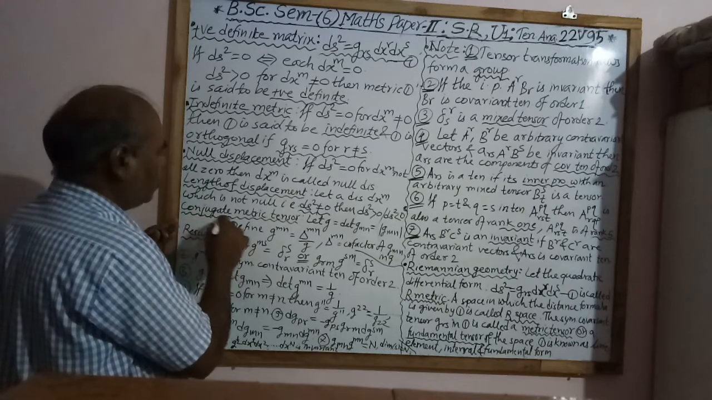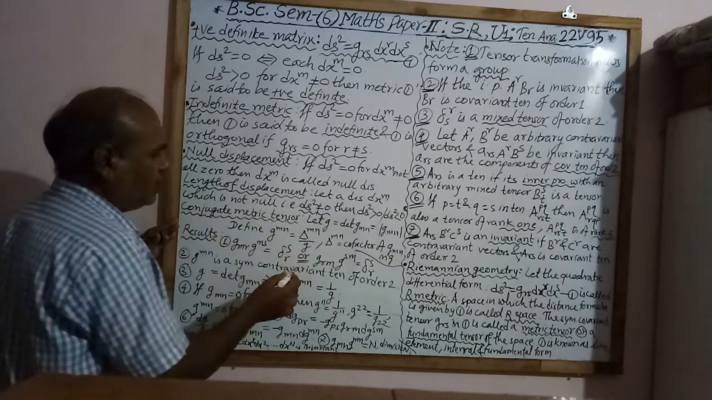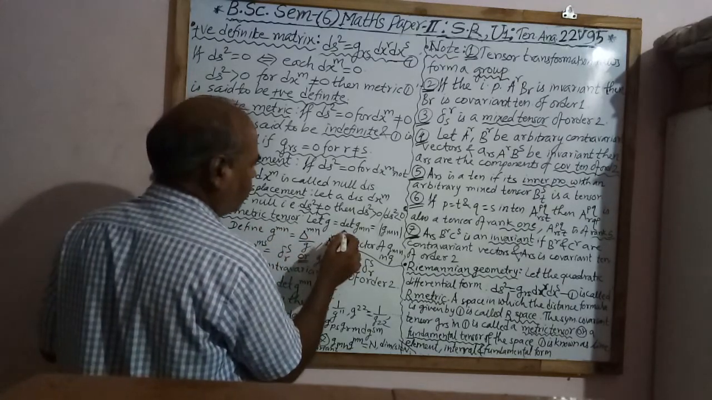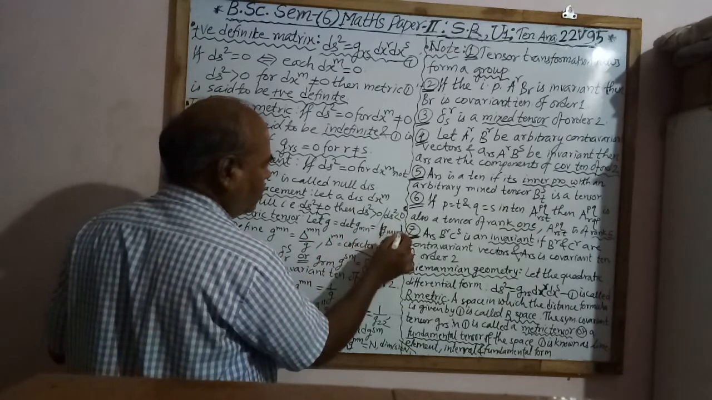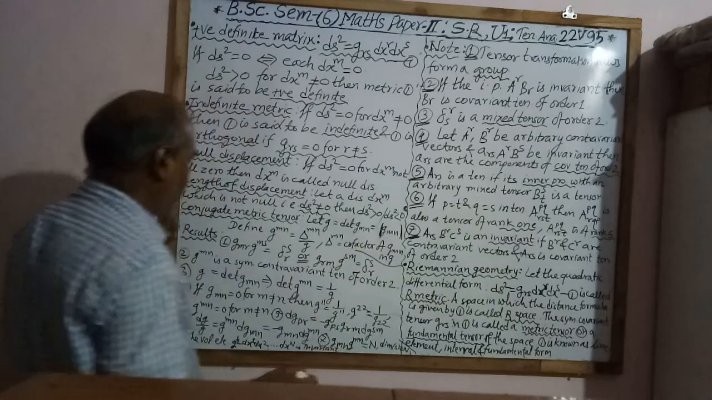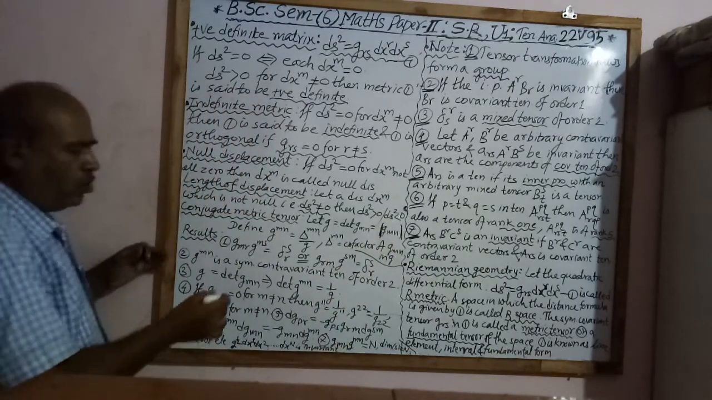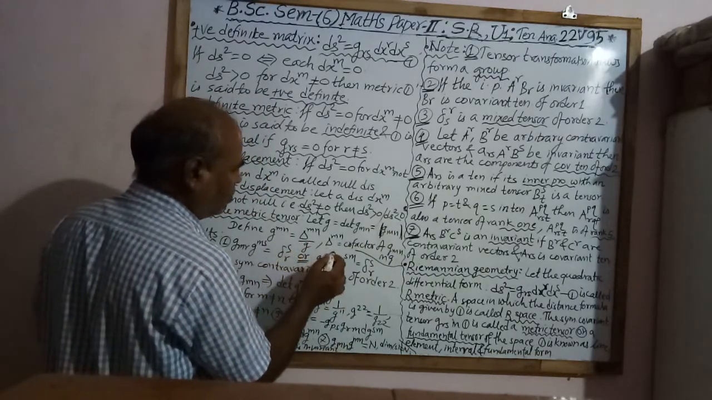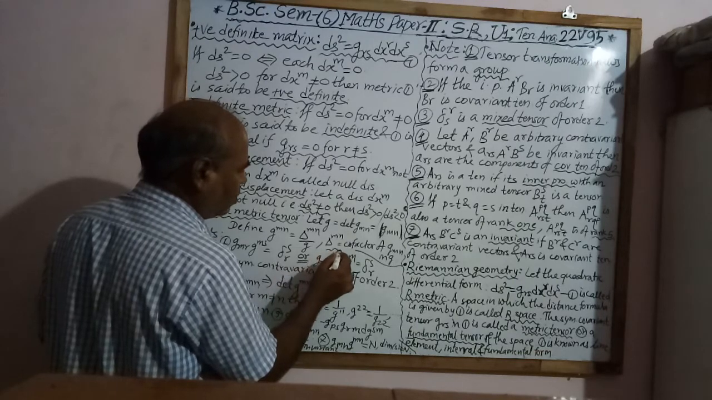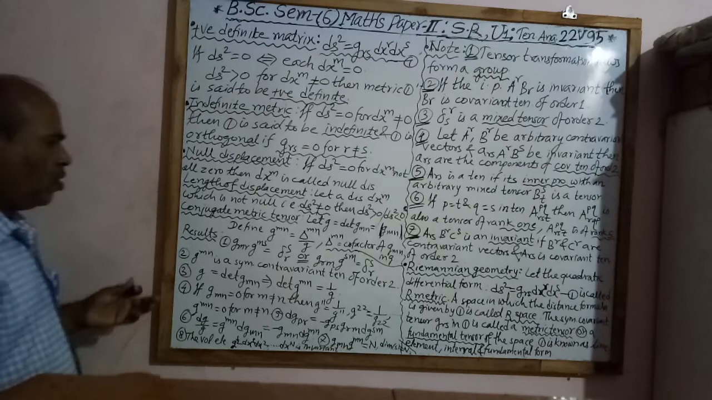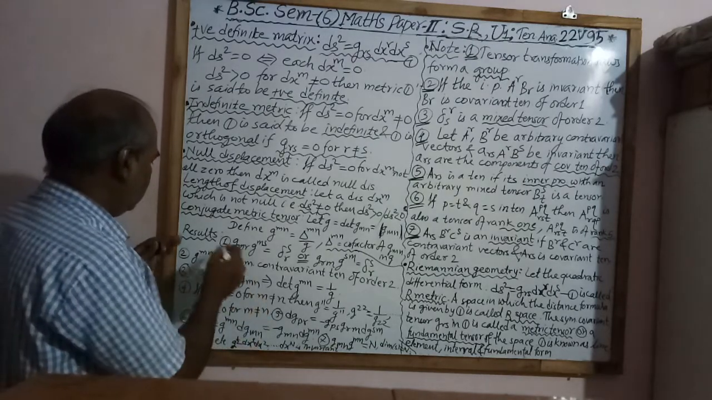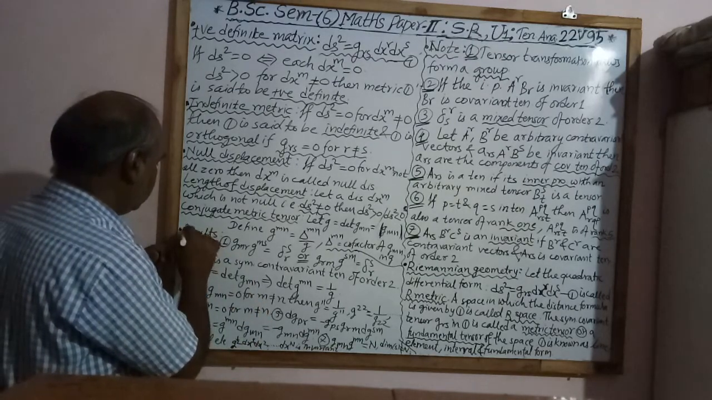Then next, conjugate matrix tensor. Let z equal to determinant g_mn. It is in the form of determinant. This is determinant g_mn. I define g^mn equal to delta_mn divided by z. Here delta_mn is the cofactor of g_mn in z, cofactor of the matrix. You know how to find the cofactor of the matrix. Then we see some results.